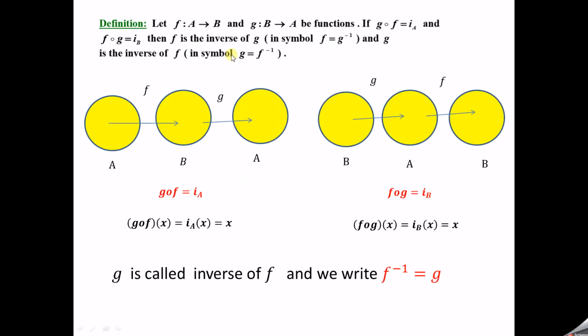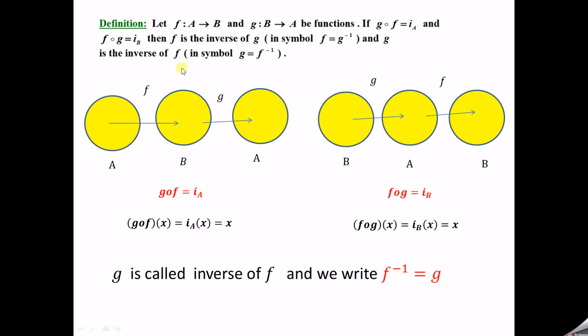Let us go to the next slide now. Let us see the definition of inverse function. Let f be a function from A to B and g a function from B to A such that g circle f is equal to the identity function on A, that is, the composition of g and f is an identity function, and f circle g, the composition of f and g, is an identity function on the set B. Then we say f is the inverse of g, and we write f is equal to g inverse. So f is the inverse of g means g inverse is equal to f.